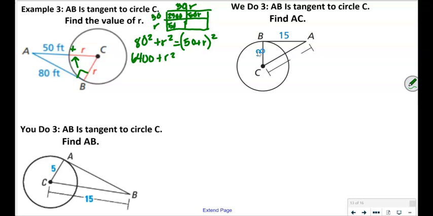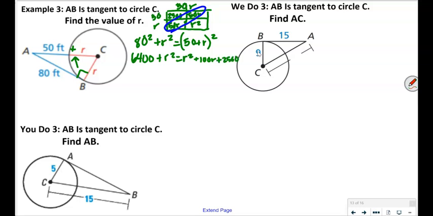We got another 50R here, and then R times R is R squared, okay? So we're going to write this in descending order. So we're going to say R squared. Now notice we have like terms right here. You see that 50 plus 50? So that's going to be 100R plus our 2500, okay?